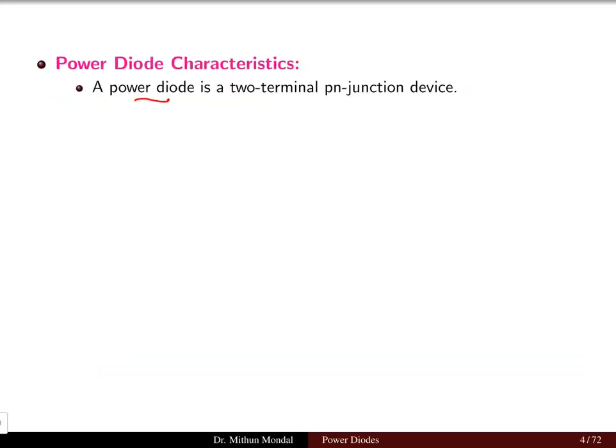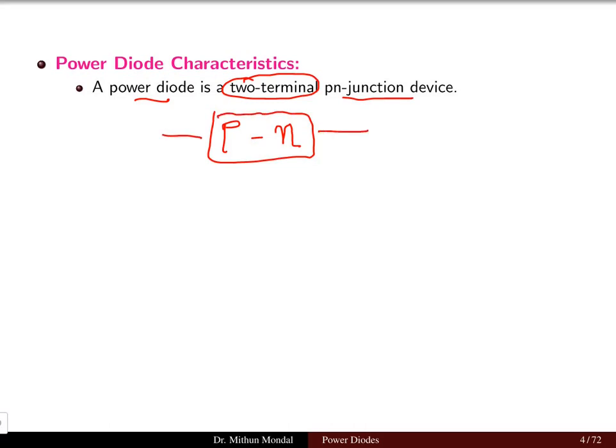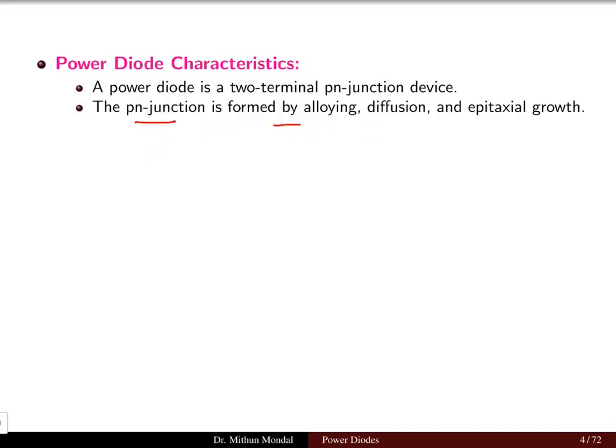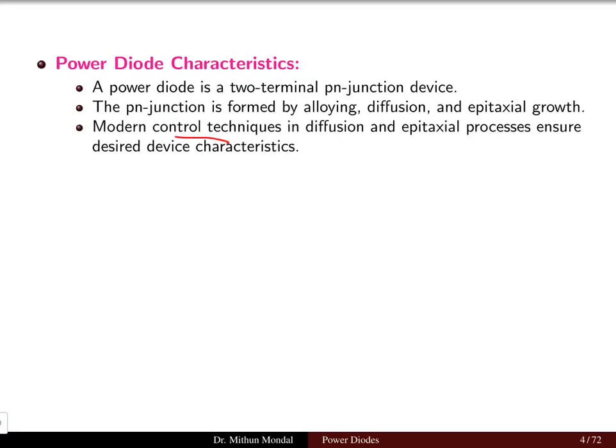Power diode characteristics. A power diode is basically a two-terminal PN junction device. So we have a P-type semiconductor material and N-type semiconductor material. Both are joined together to form a diode which is having two terminals. One is the anode and the other terminal is known as the cathode. The PN junction is formed by the process of alloying, diffusion and epitaxial growth. Modern control techniques in diffusion and epitaxial process ensure desired device characteristic.